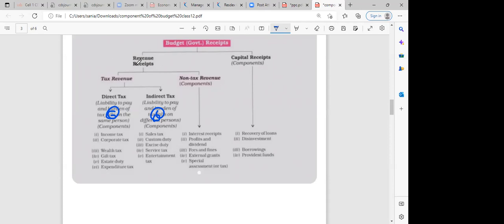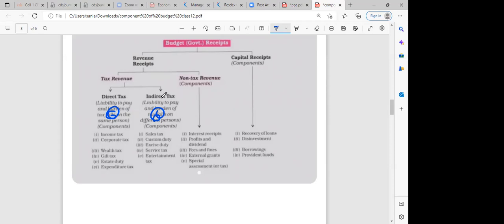Okay, revenue receipt is of two types, tax and non-tax. Tax is also of two types, direct tax and indirect tax. Direct taxes are those taxes, for example, I have this property in my name. So I have to pay the tax for my property. You cannot pay the tax on my behalf. I have to. That is direct tax. Directly, whose property it is, that person has to pay tax.